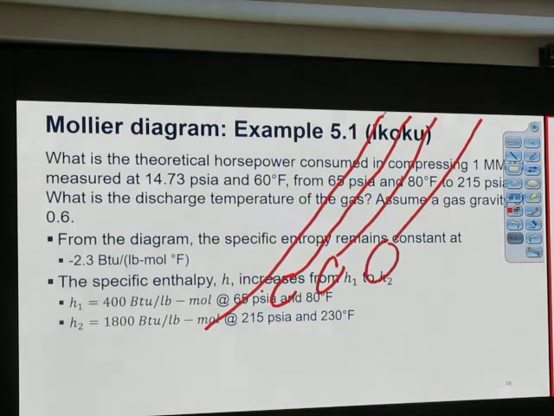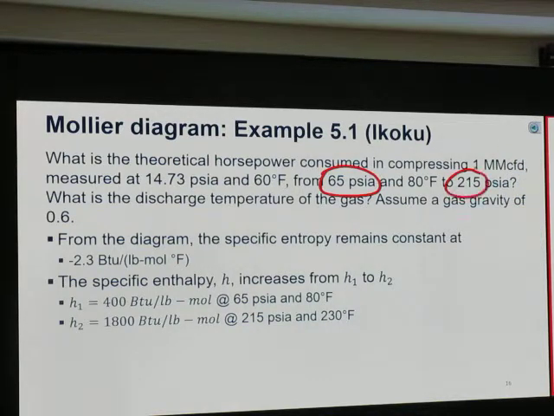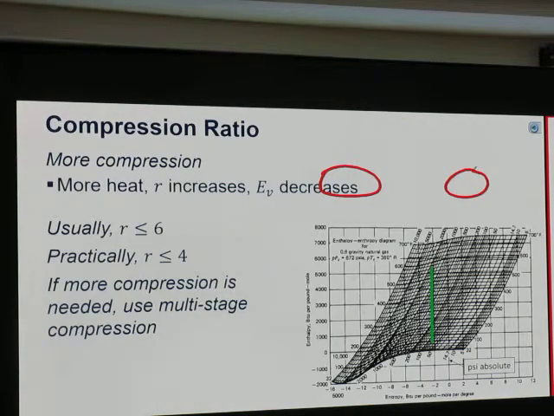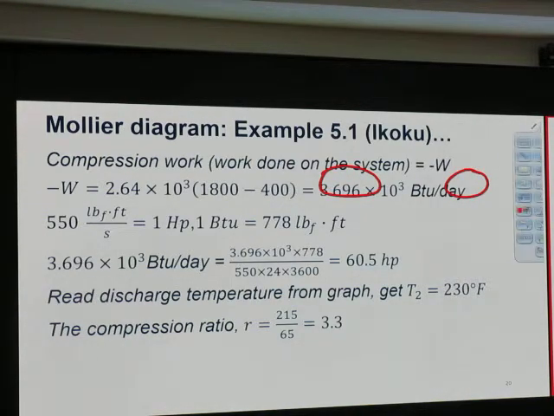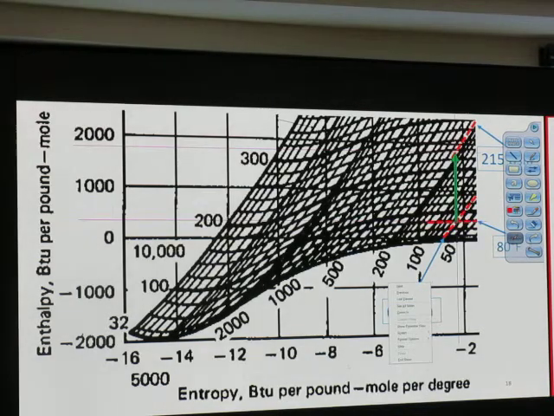In this particular problem, we have the set point that we want to compress, 65 psia to 215 psia. So we stop when we reach 215. Good? Alright, we stop at 215. We assume constant entropy to calculate theoretical horsepower, and so we stop over there.